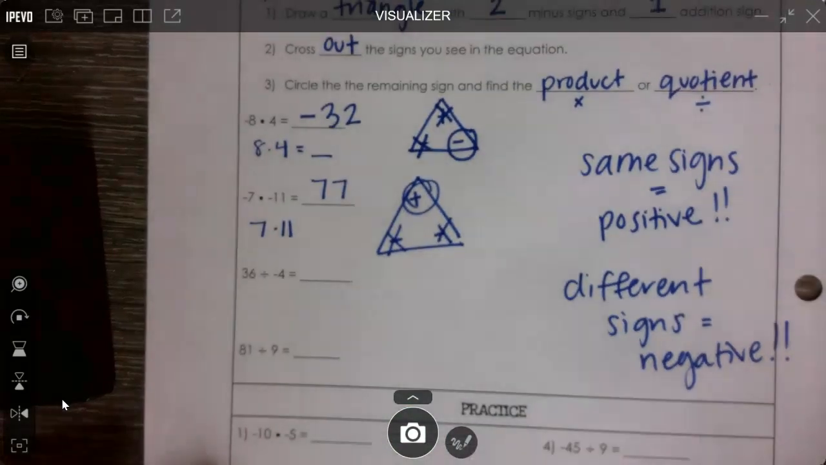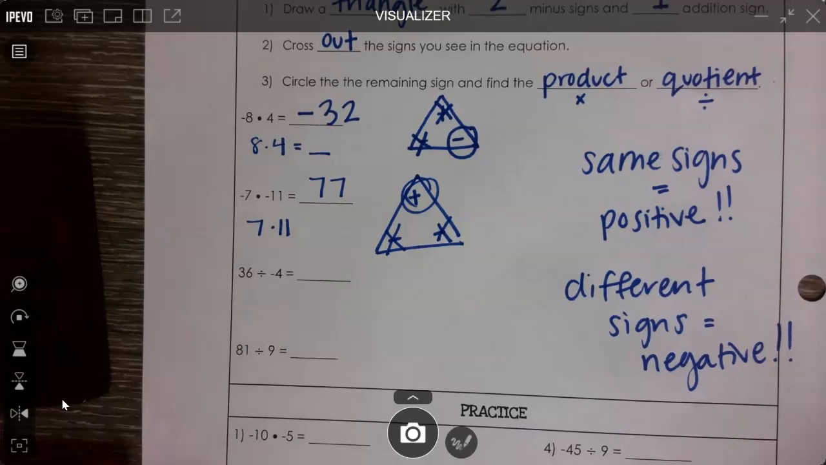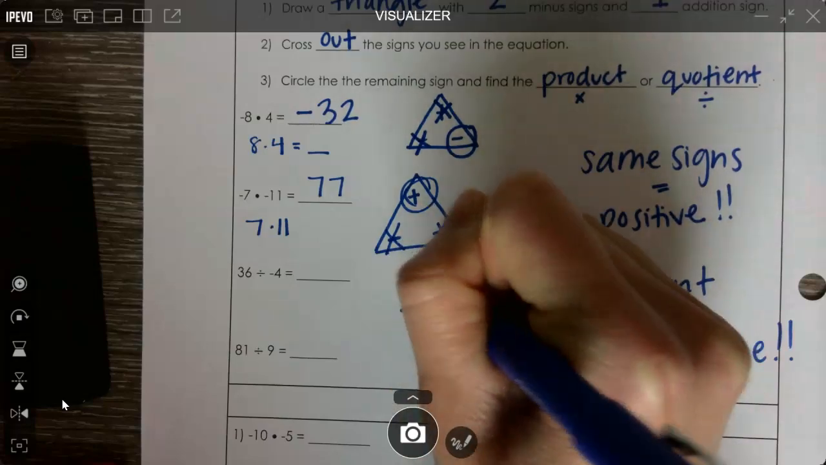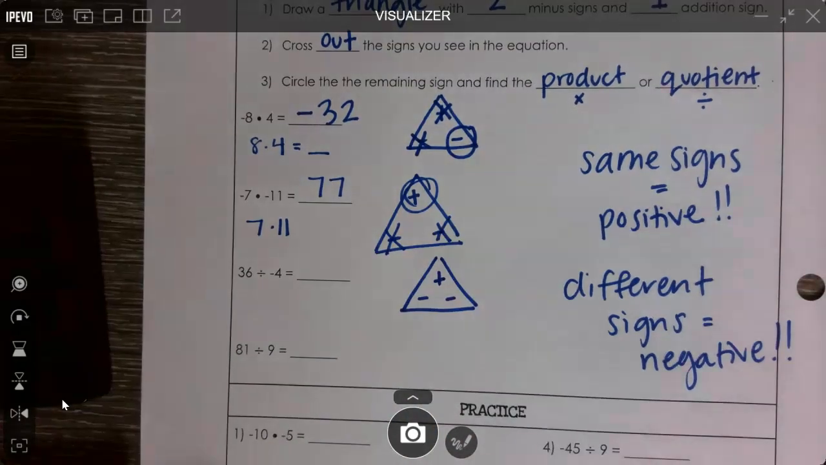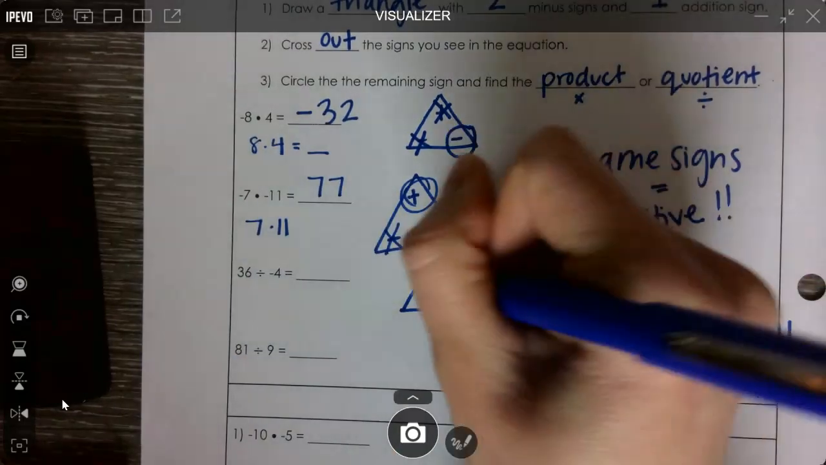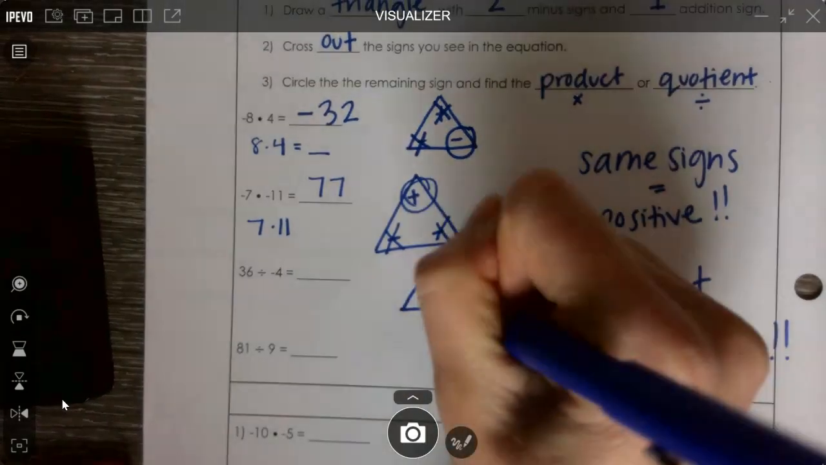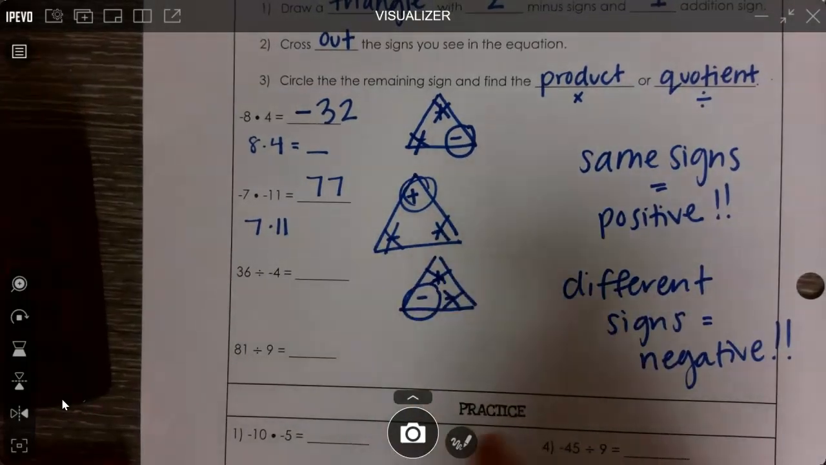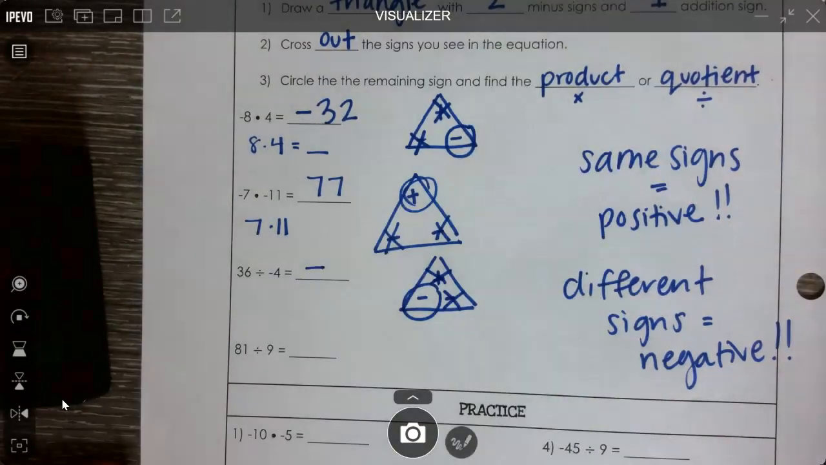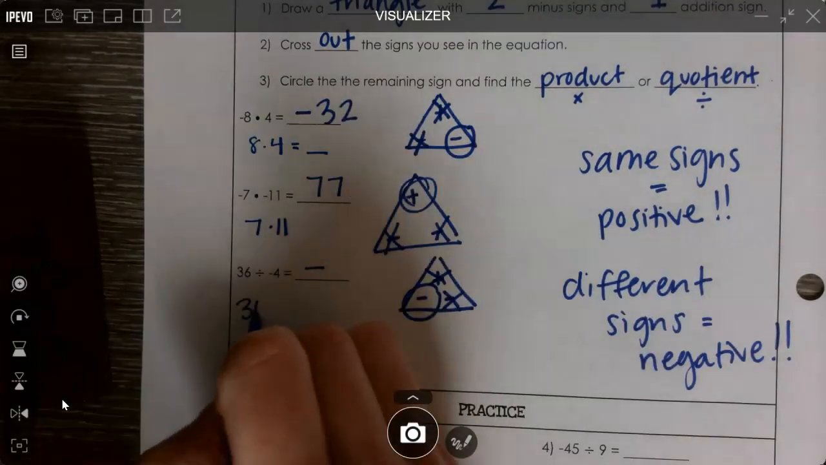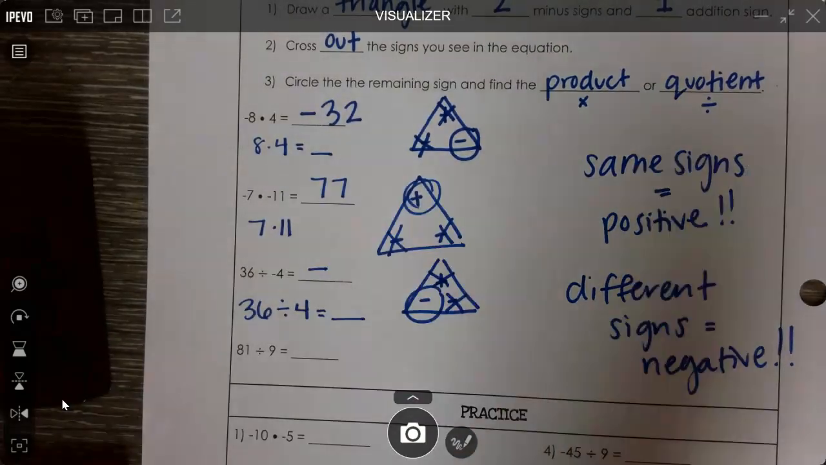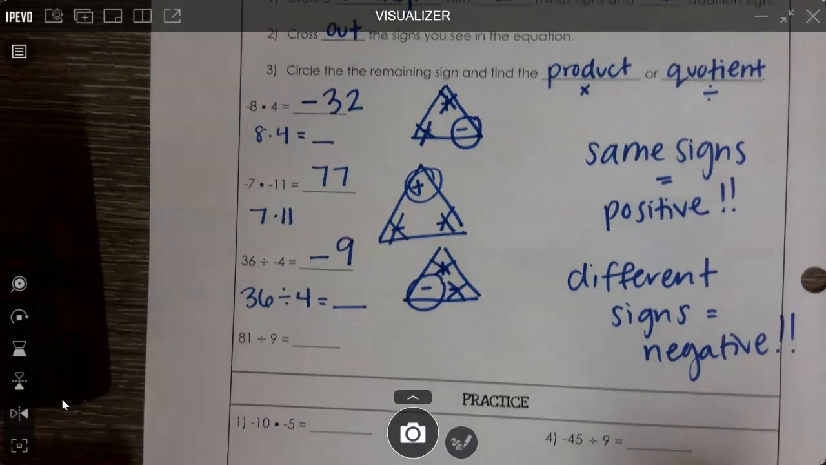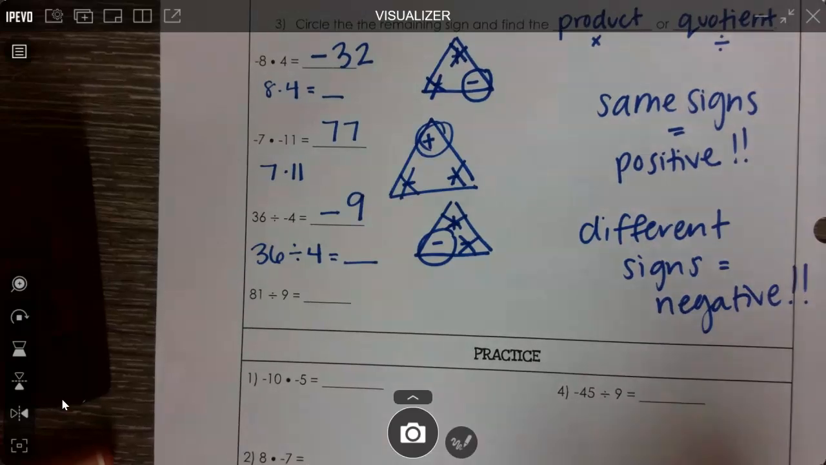Next one, 36 divided by negative 4. Opposite signs, I'm guessing it's going to be negative, but I can also use my triangle method. Cross out what I see. I see a positive 36, and I see a negative 4, so my answer has to be negative. Doesn't matter which one you cross out if you have a negative left over, okay? So I know my answer is negative, but negative what? 36 divided by 4 equals something. That's a negative 9.